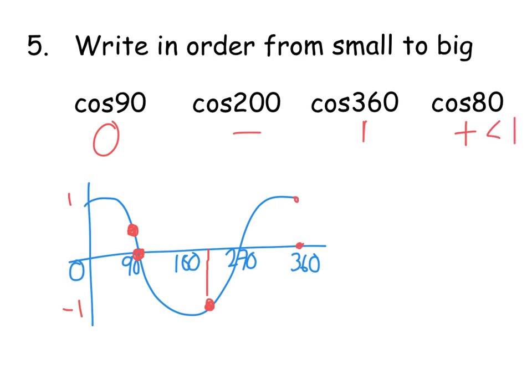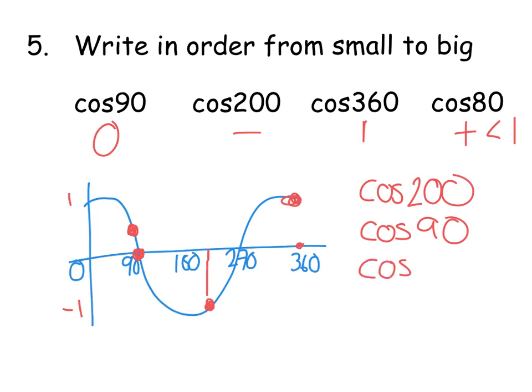So in order from small to big, the smallest one is your negative. So in order, we have cos 200 is the smallest. Then 0 from the cos 90 is the next smallest. Then cos 80 is next, and then cos 360, which is 1, was the biggest. So that's what we have here.